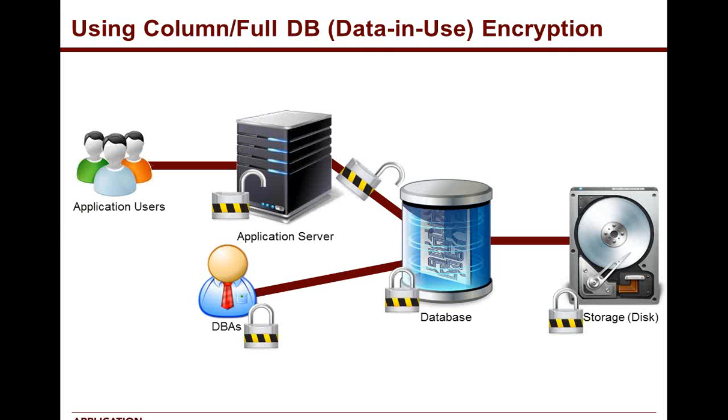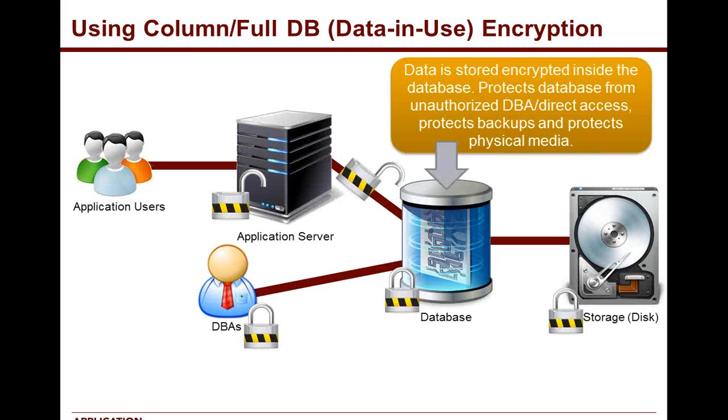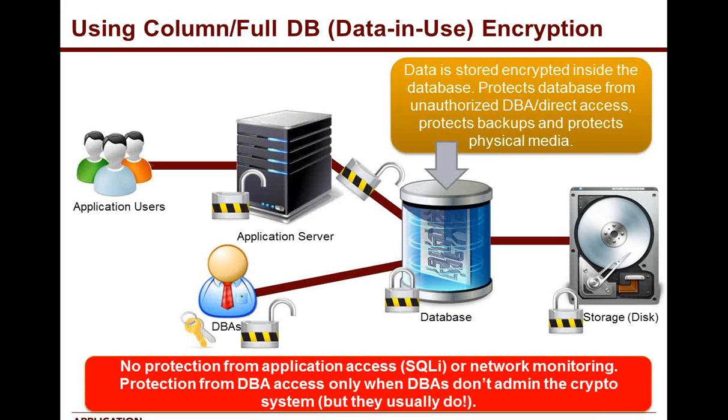DBAs are intended not to be able to see the data within the database because their job is really about performance and upkeep of the system. So data, again, is stored inside the database. It protects the database from all unauthorized DBA access or direct access, and protects from backups and protects the physical media. The unfortunate part about this is that the majority of times when column or full database encryption is set up, DBAs tend to set it up themselves, so they have the encryption keys in most cases, thereby giving them authority to get access to the data still, and not actually preventing one of the key use cases: preventing DBAs from accessing the data itself.